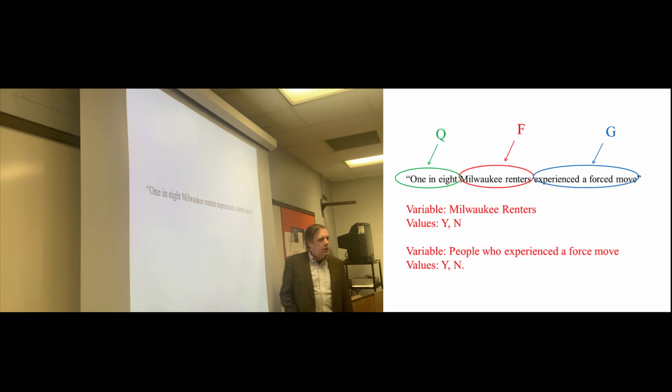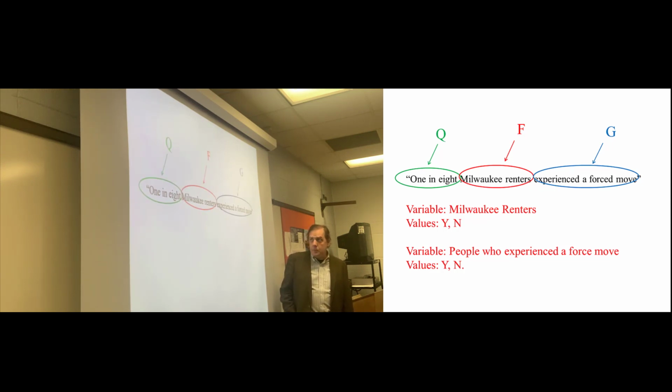But in any case, what's our quantifier? 1 in 8. What is the subject term? Milwaukee renters. Yeah. And what's the copula and the predicate term? The copula is implicit, yes, and the predicate term is people who experienced a forced move. Right. So 1 in 8, category Milwaukee renters, implicit copula, category people who experienced a forced move.